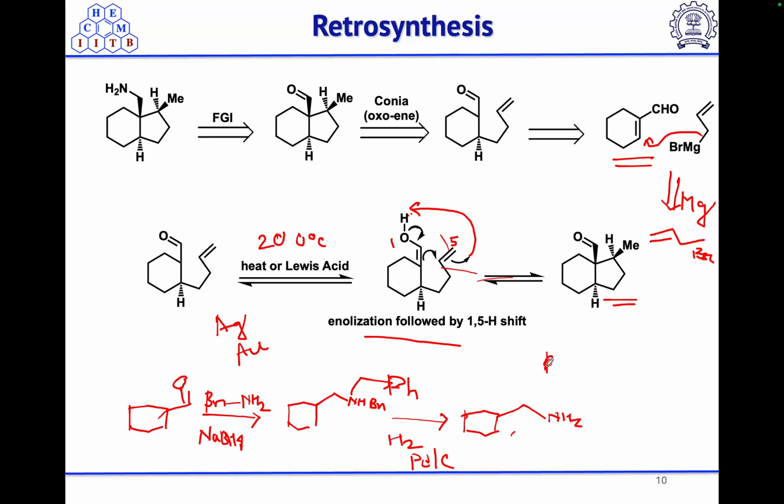Suppose this is R. So first you will get NHBn. So amination, the imine will form. The benzylamine, the amine will attack the aldehyde, and then with water elimination you will get this imine. If you reduce this imine using sodium borohydride, you will get this single bond here. So that is the case.